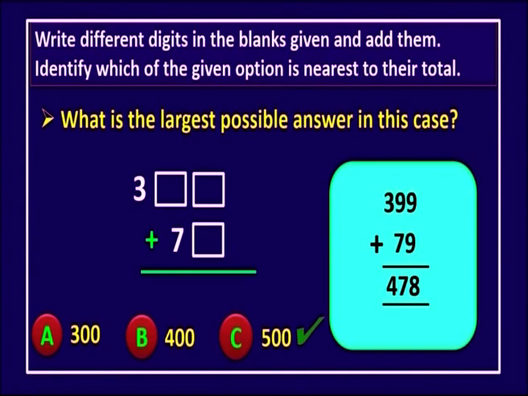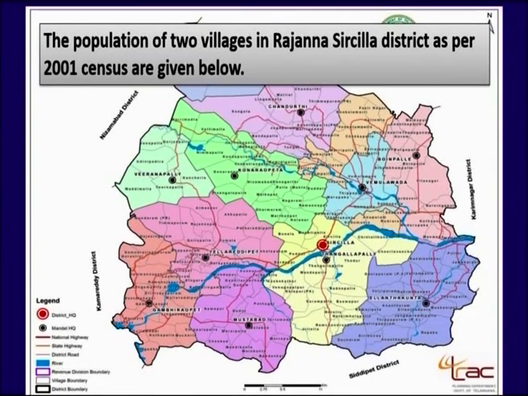Isn't it easy, children? Yes. We'll do another important verbal problem based on addition of these bigger numbers. Let us see the problem, children. The population of 2 villages in Rajanna Sircilla district as per 2001 census are given below.